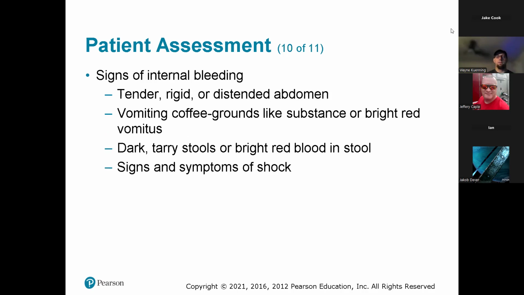Tender, rigid, or distended abdomen, vomiting, coffee ground-like substance, or bright red blood, dark tarry stools, or bright red blood in the stool, and signs and symptoms of shock are all going to be some of your leading indicators of some form of internal hemorrhage.